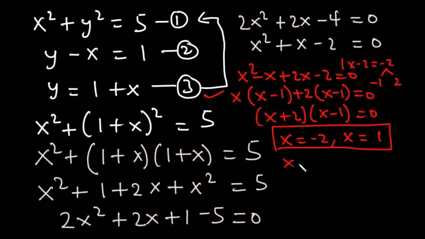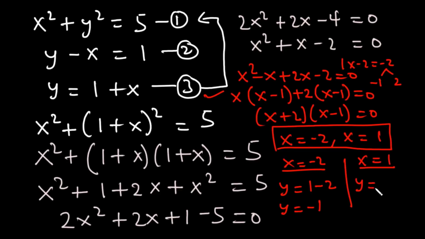Now when x is equal to negative 2, y is equal to 1 minus 2, and then 1 minus 2 is negative 1. So y is equal to negative 1. And then when x is equal to 1, y is equal to 1 plus 1, and then 1 plus 1 is 2. So when x is equal to negative 2, y is equal to negative 1, and when x is equal to 1, y is equal to 2.